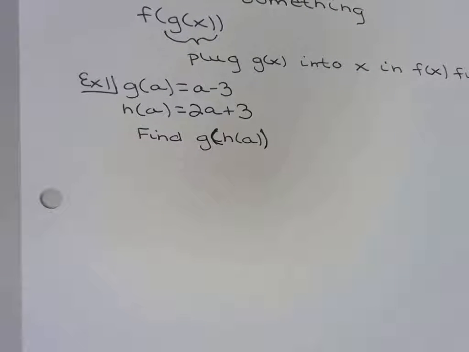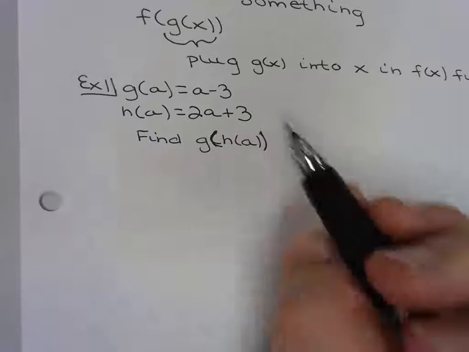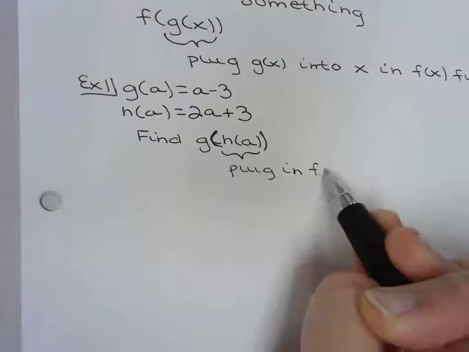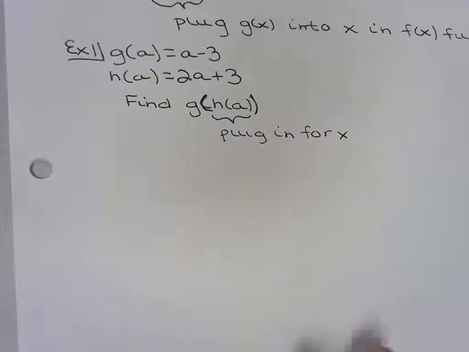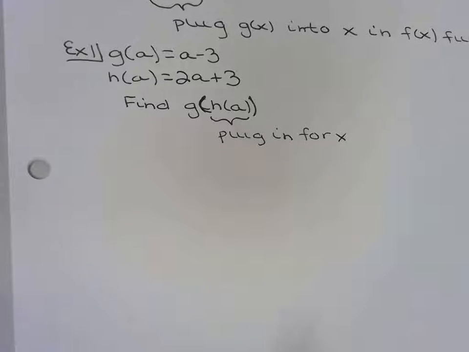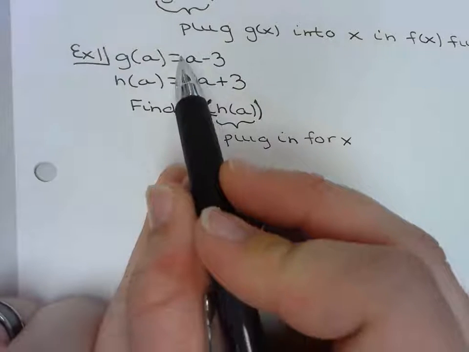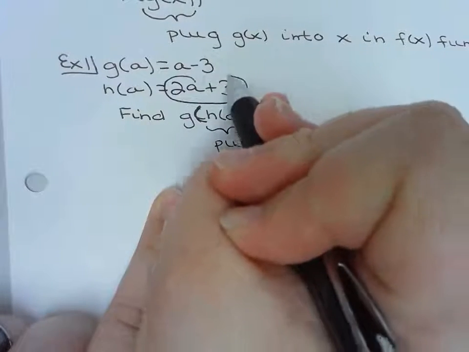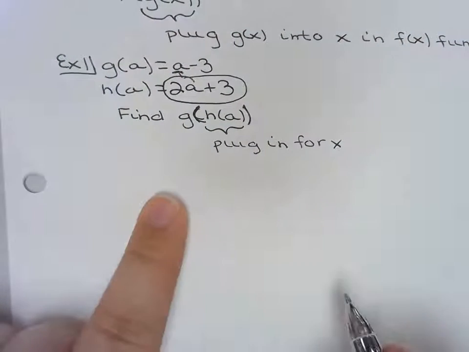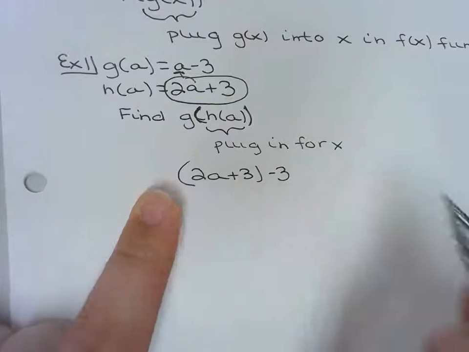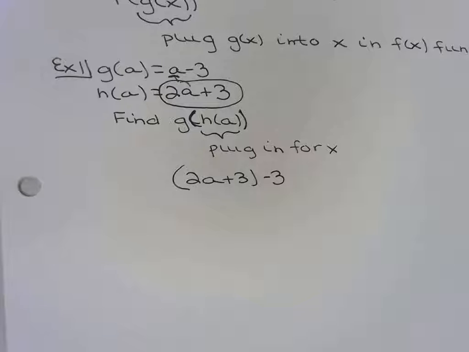Like we did on the warm-ups, if it was g of 3, I took 3 and plugged it in where x is. This is g of h of a, so I'm going to take h of a and plug in for x in the g function. Kind of confusing, I get it. So you take your g function, a minus 3, and plug the h function in where a is: 2a plus 3 minus 3. It's kind of weird. The math part isn't necessarily terribly hard, but it's weird to think about.